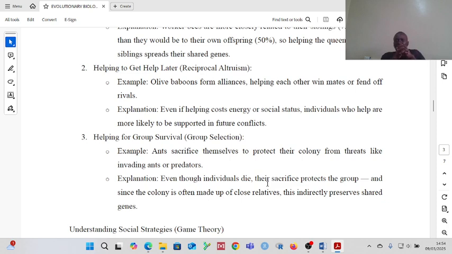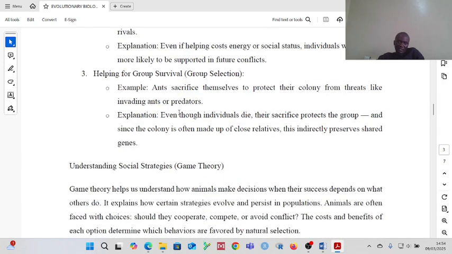So those are the three reasons why organisms can opt to help others. Okay? They can opt to help others.